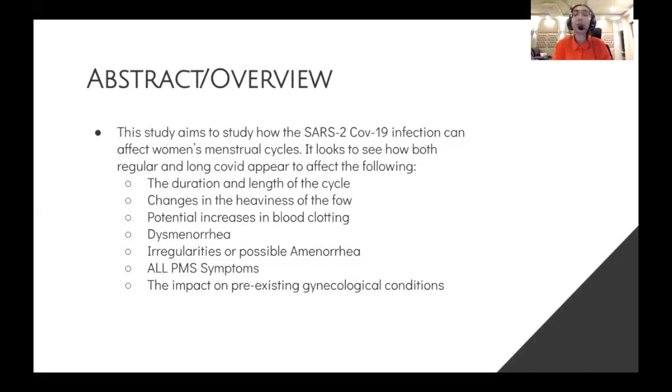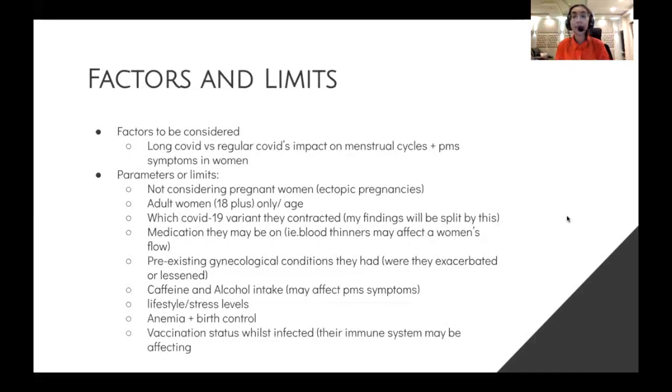Now, long COVID refers to COVID-19 infections that are generally more severe and last over 2 weeks, generally over a month long, and have symptoms that last afterwards as well. Whereas regular COVID is generally an infection that lasts around 2 weeks and does not have any long-lasting symptoms attached to it. Factors that I'll be considering will of course be long COVID versus regular COVID and how that impacts PMS symptoms, length of menstrual cycles, and how dysmenorrhea from pre-existing gynecological conditions is affected by it.